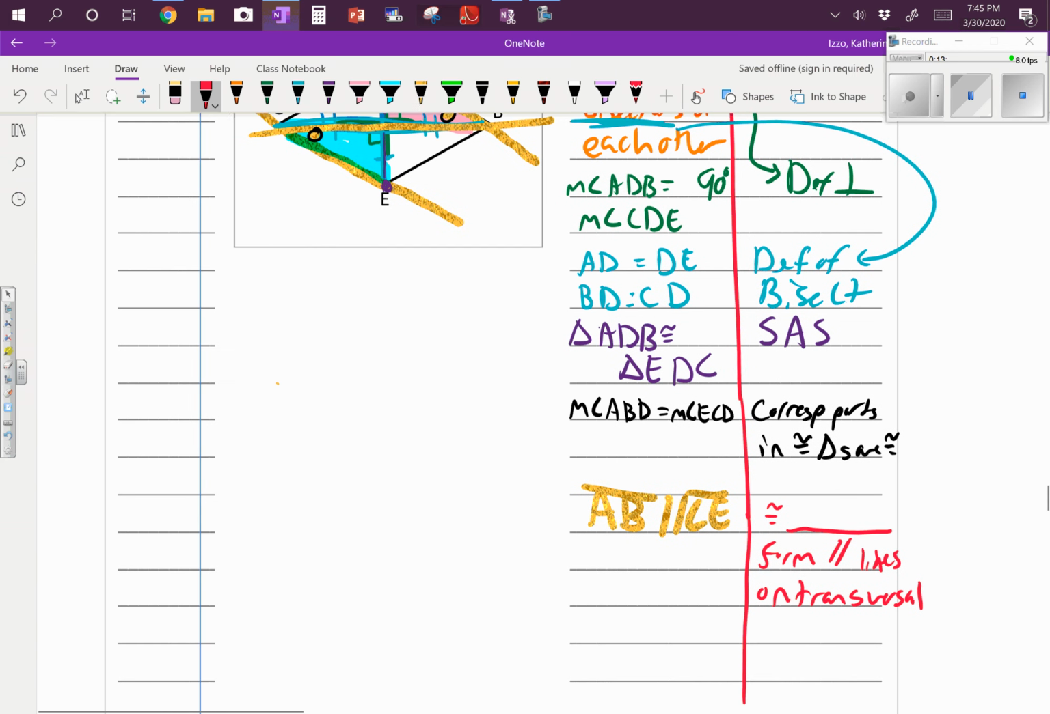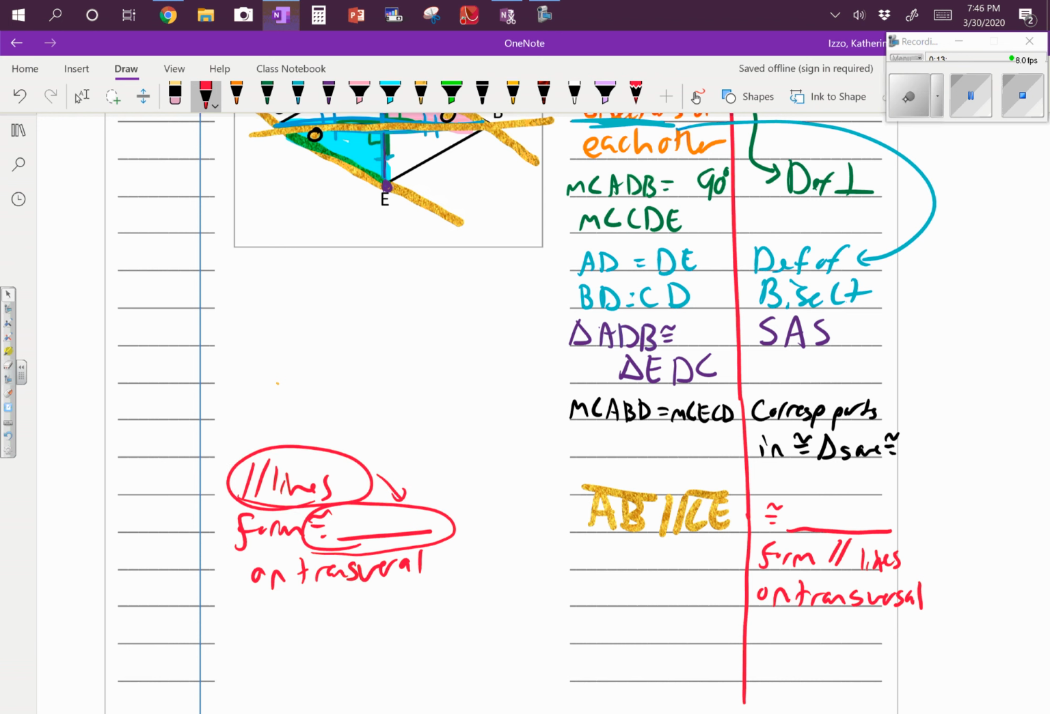So if you remember, it used to be parallel lines form congruent blank on transversal. All I've done is I've taken this piece and I've flipped them. That's how we're going backwards. We're saying, okay, I've got my angles, I can go backwards to parallel lines.